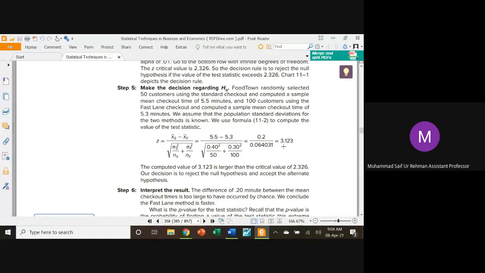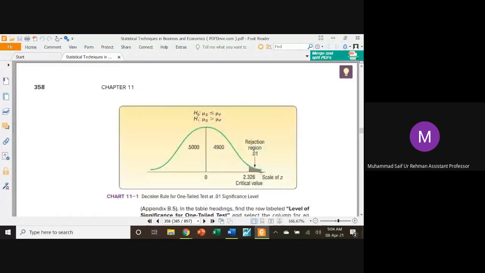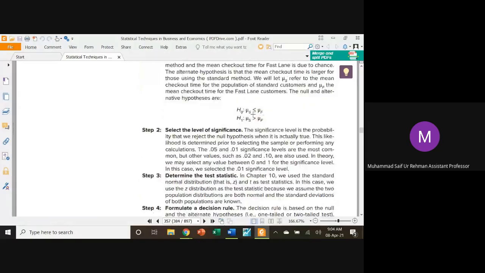So you will say that as the calculated value has exceeded the tabulated value, we would reject H naught. So you may see over here, our decision is to reject the null hypothesis and accept the alternate hypothesis. So you are going to accept the alternate hypothesis, and that was this. This is the alternate hypothesis that you will accept in this particular case. So what that means, you will explain in step 6.